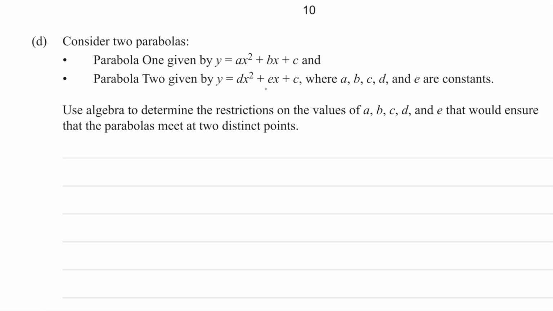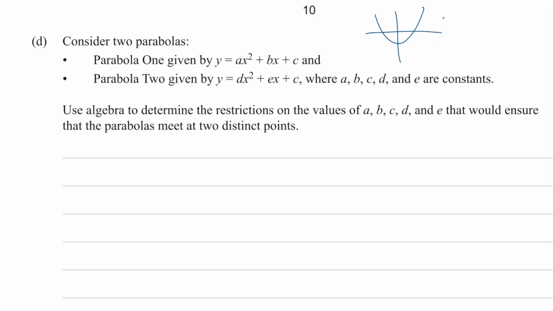The second one has the same plus c, but a different value than a and b, in this case d and e. And all it says is that they're constants. So in fact, they could be the same. We don't know. But this problem is asking us to investigate, all right, we want these two parabolas to meet. So by meet, right, we mean they intersect.